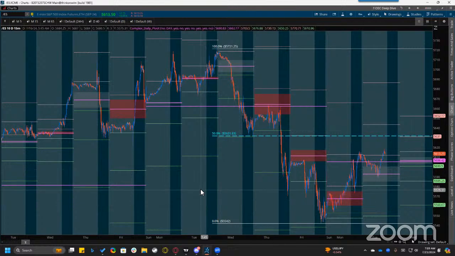$56.32, minor data auction at 1 o'clock. Everybody be careful, be safe.